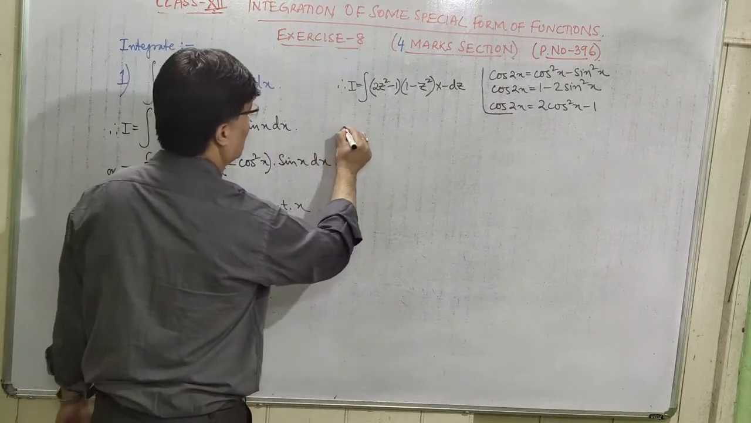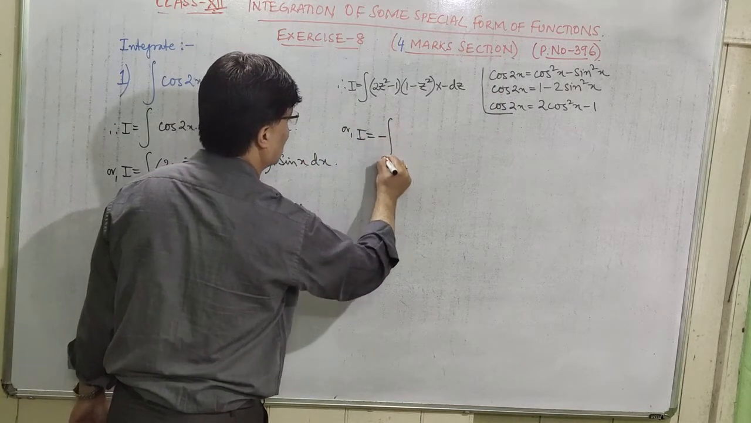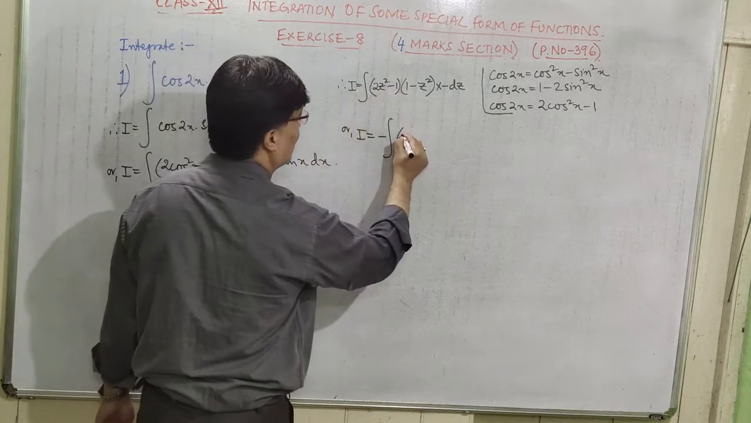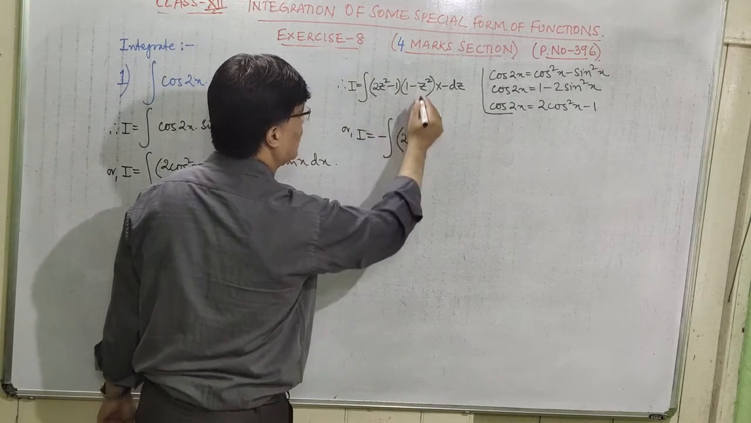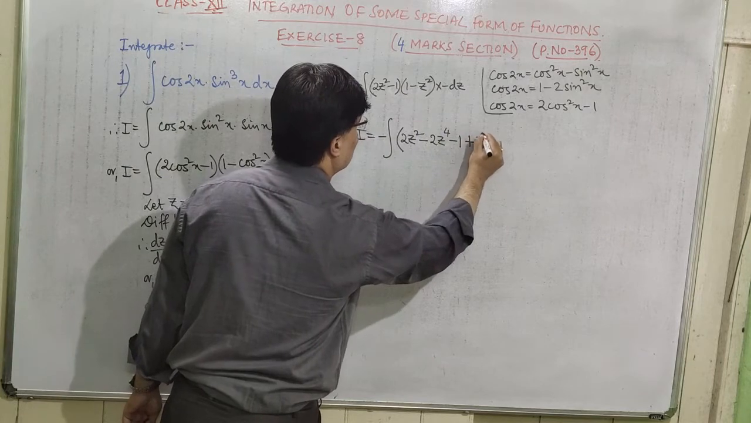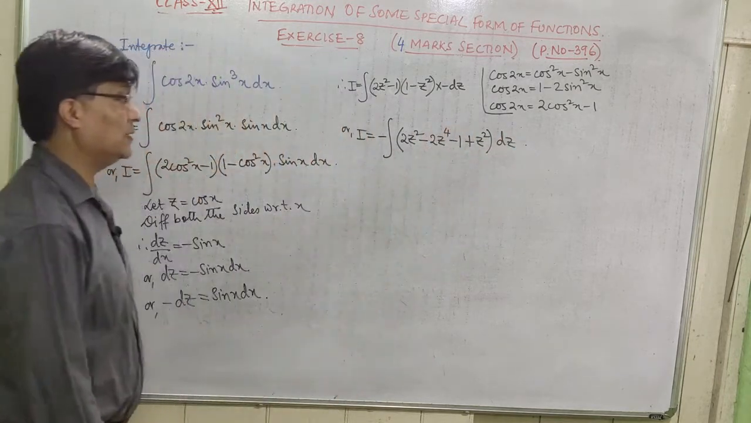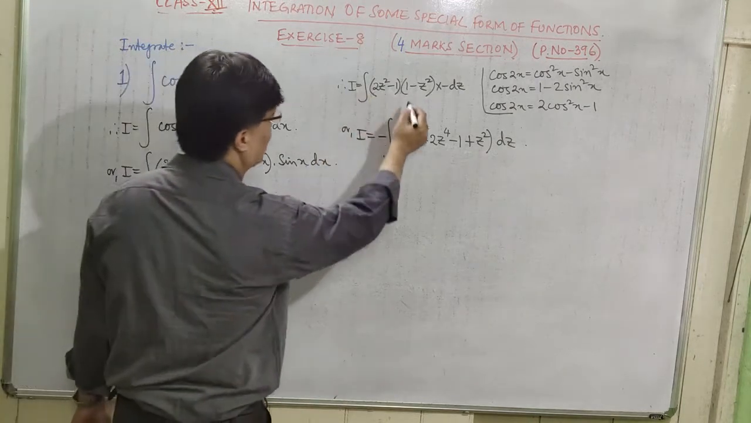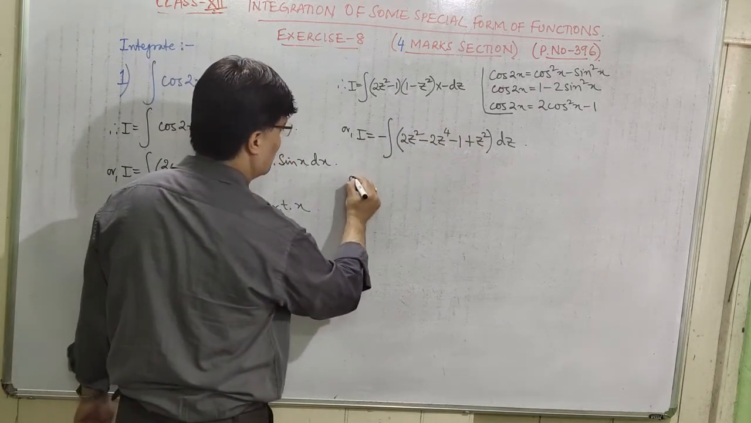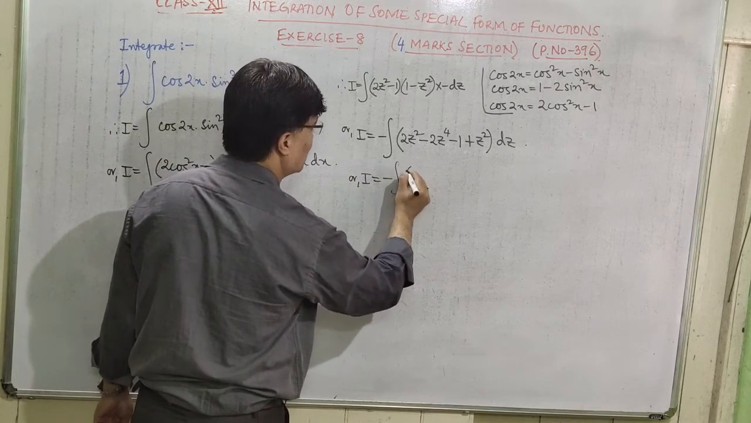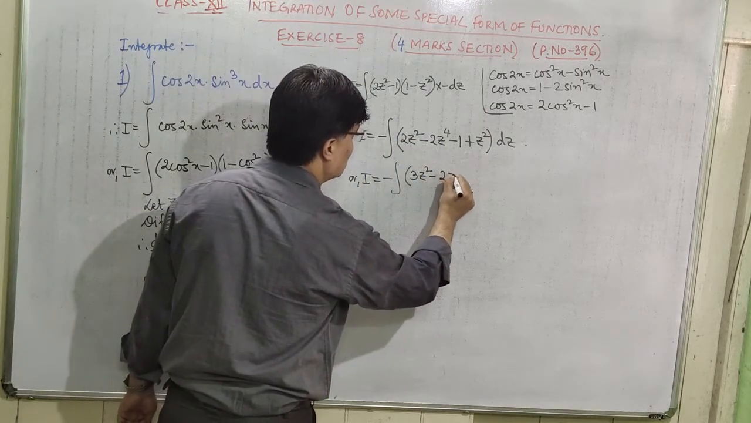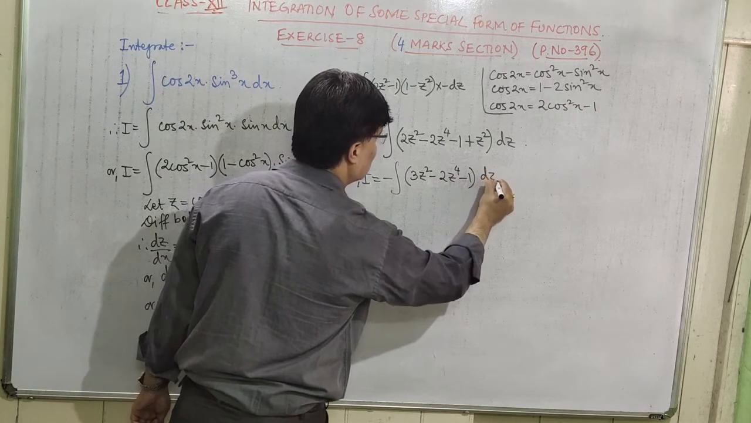Or I is equal to minus, the minus sign is taken outside, integration of within bracket. Let us multiply these two factors: 2z square into 1 is 2z square, minus sign is there, 2z square into z square is 2z to the power 4. Then minus 1 into 1 is minus 1, minus into minus plus z square, bracket close, dz. Is that clear? So, I is equal to minus integration of within bracket 2z square plus z square, this is 3z square, minus 2z to the power 4, then minus 1, bracket close, dz.